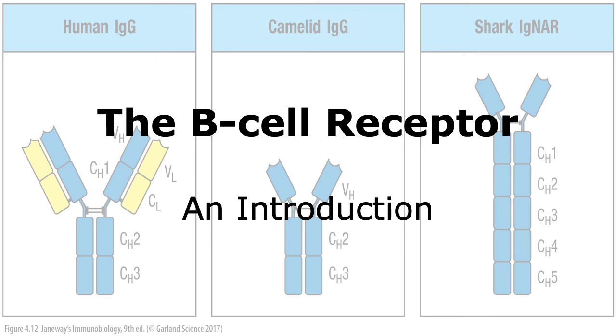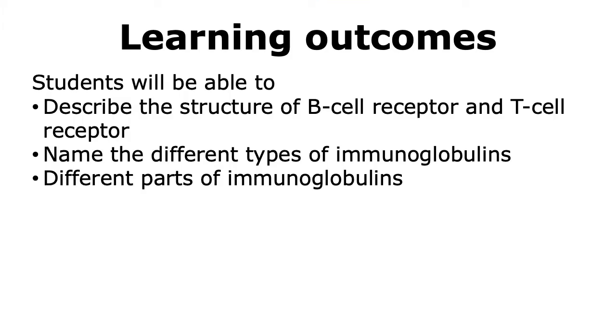Welcome to Antigen Recognition by Lymphocytes module. In this talk, we're going to learn about the B cell receptor. We will first look at the structure of the B cell receptor and the T cell receptor, and then learn about different types of immunoglobulins and the different parts of the immunoglobulins.